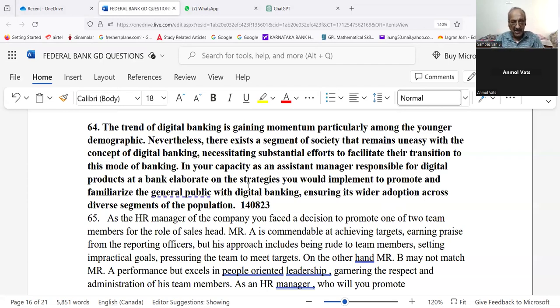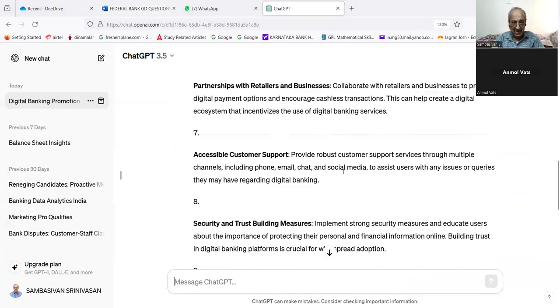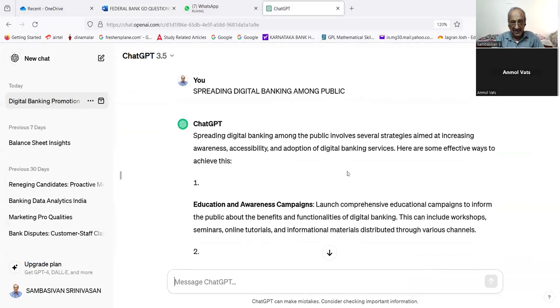And for your benefit, I have downloaded something from ChatGPT. So please read this now. Are you seeing that on the screen now? Yes, sir. Please read. Spreading digital banking among the public involves several strategies aimed at increasing awareness, accessibility and adoption of digital banking services.